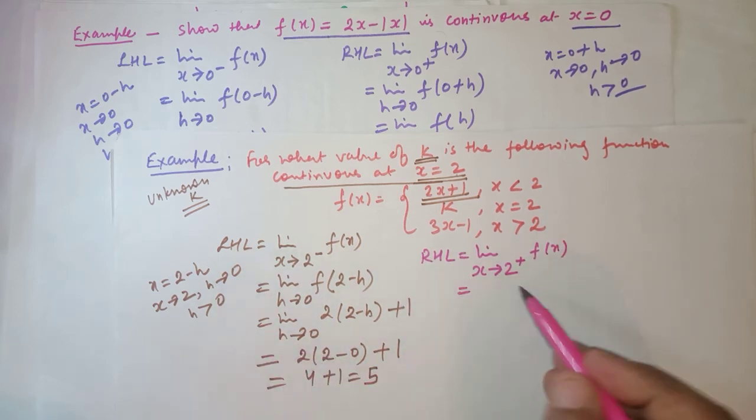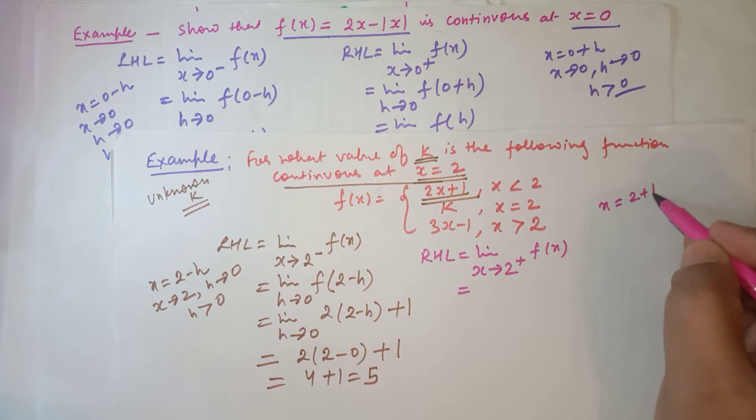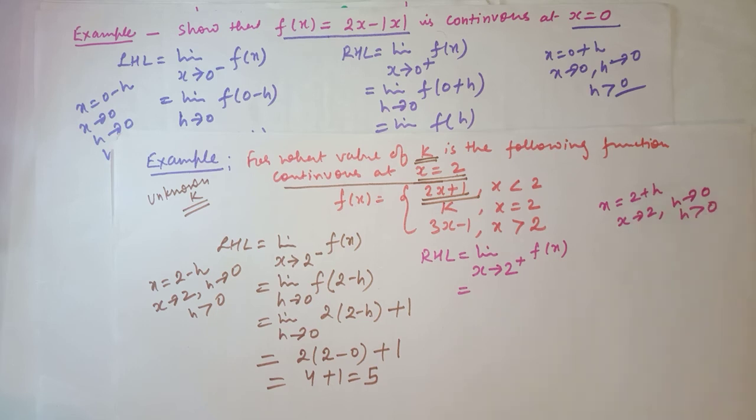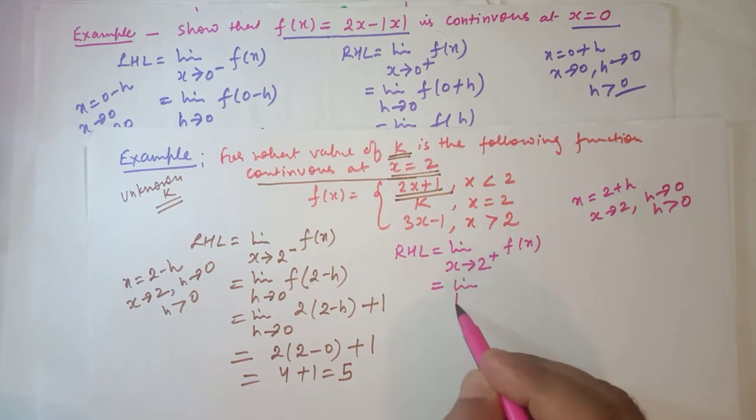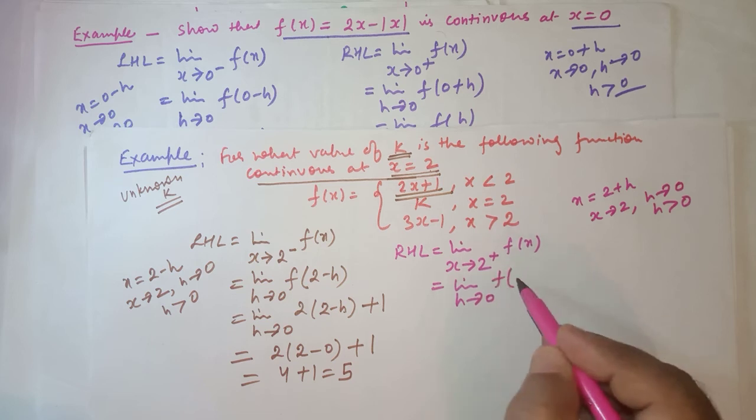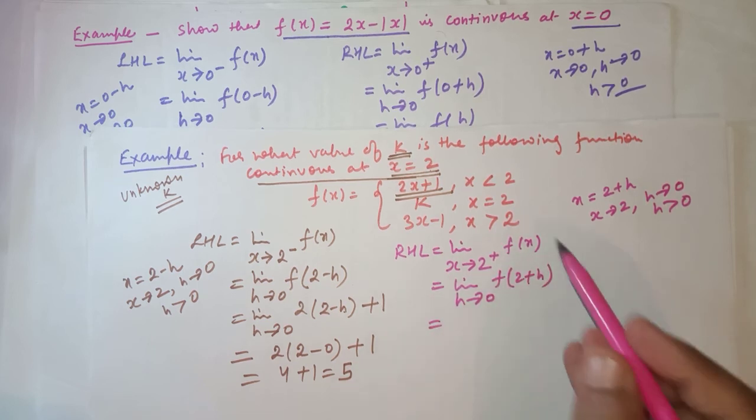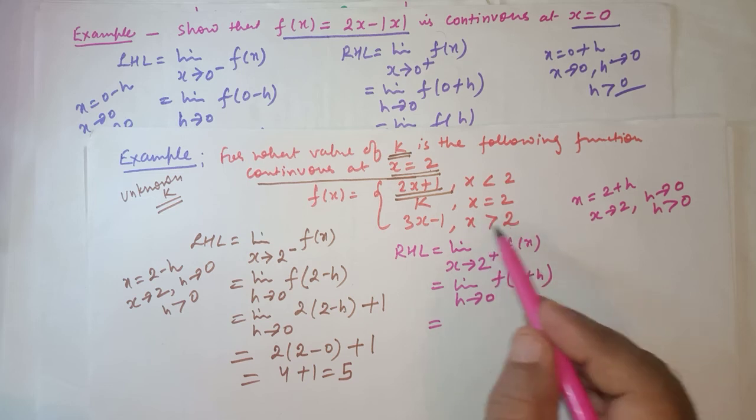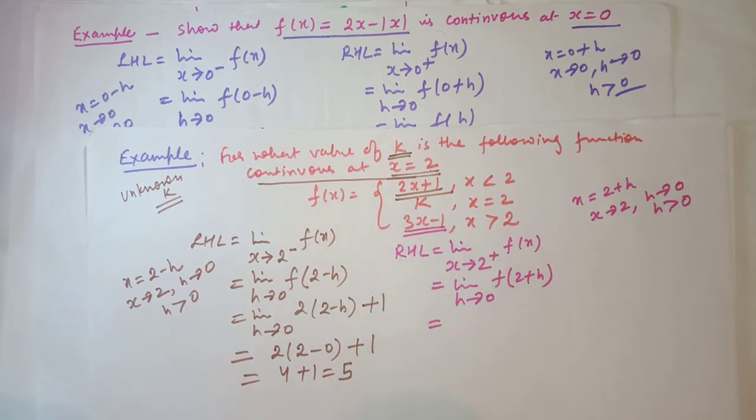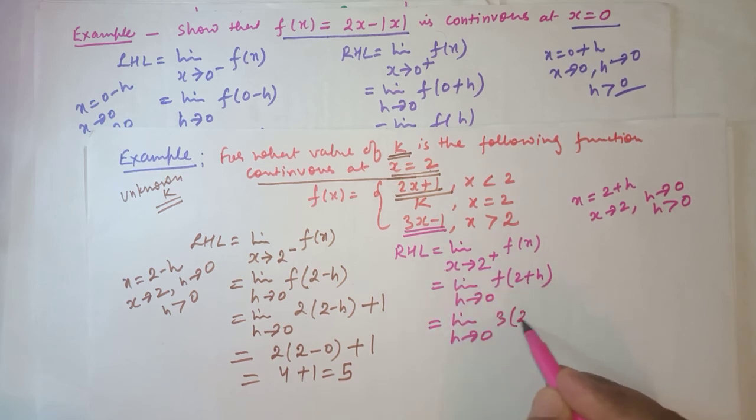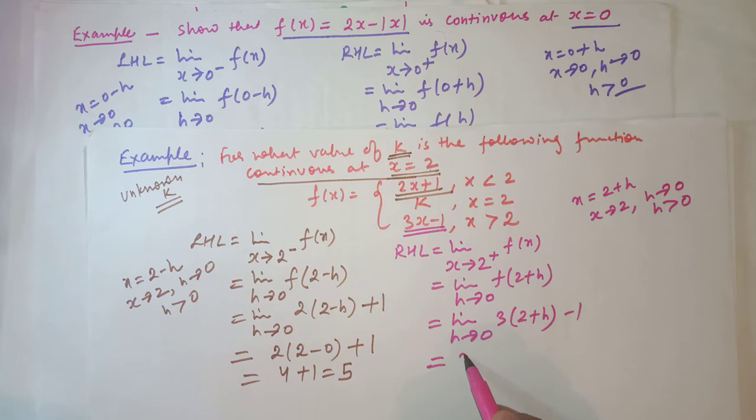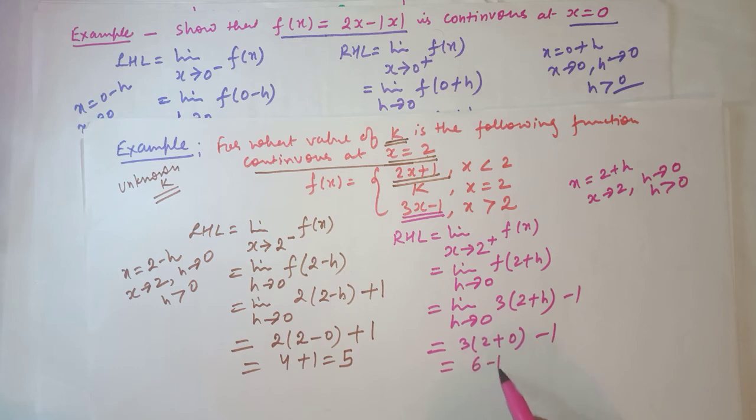So again we'll substitute x is equal to 2 plus h. So when x tends to 2, h tends to 0 and h is greater than 0. So this expression becomes limit h tends to 0 of f of 2 plus h. Now for all x greater than 2, the function f(x) is defined as 3x minus 1. So this is limit h tends to 0 of 3 times (2 plus h) minus 1. Now when h is equal to 0, the limit becomes 3 times 2, which is 6, minus 1, that is 5.